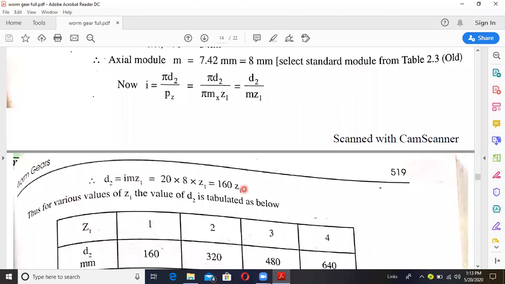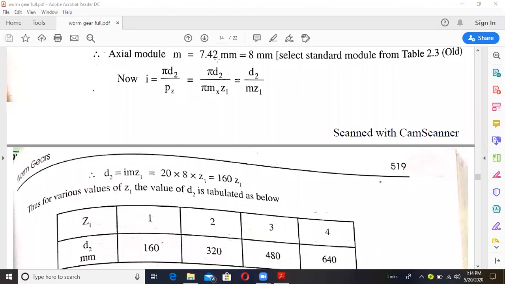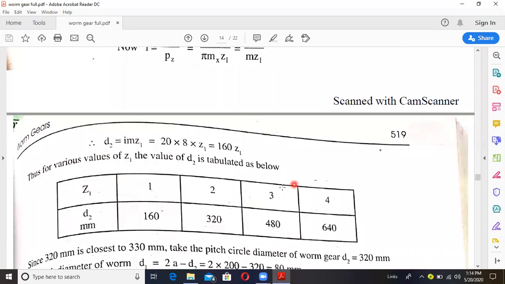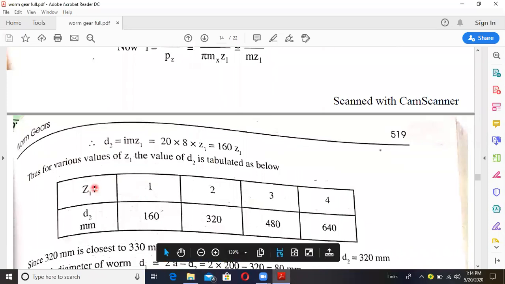Now we are going to calculate the actual values of D1 and D2. For that, we are going to write a tabular column of Z1 and D2 in mm, with Z1 as 1, 2, 3, 4, and so on. That is nothing but the number of threads on the worm.